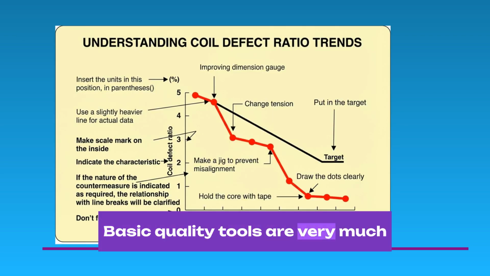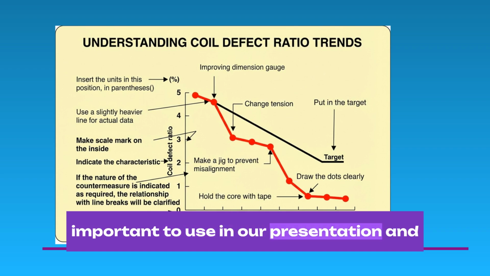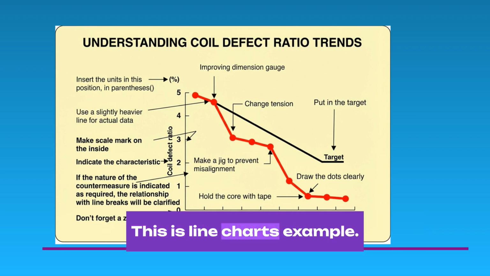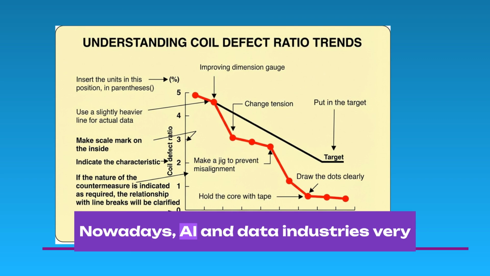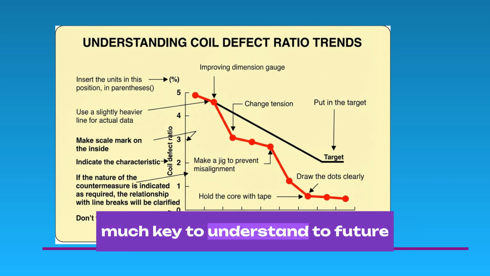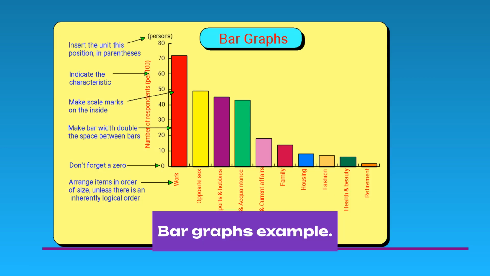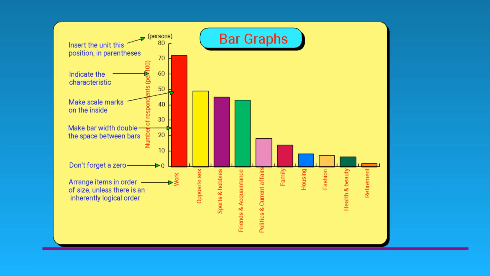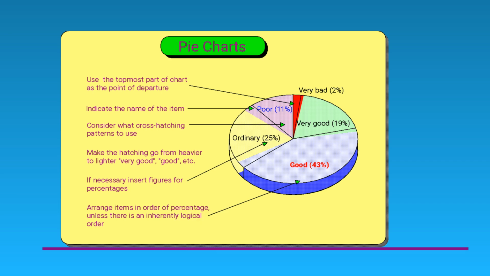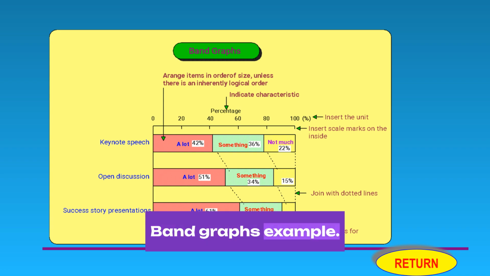Basic quality tools are very important to use in our presentations and activities. This is a line chart example. Nowadays, AI and data industries are key to understanding future growth. Bar graphs example. Pie charts example. Band graphs example.